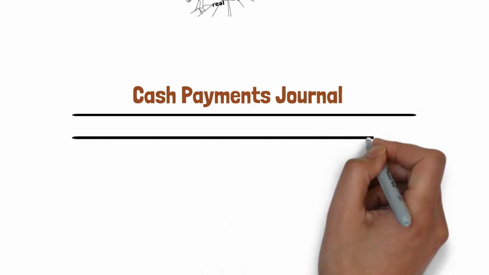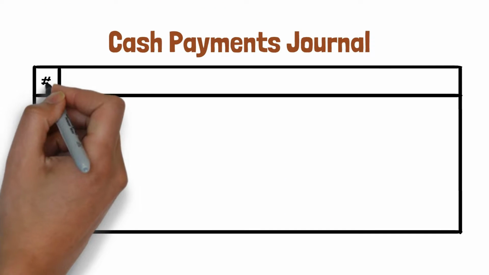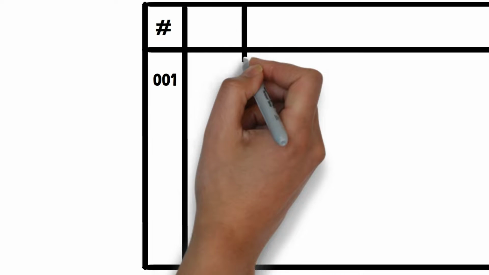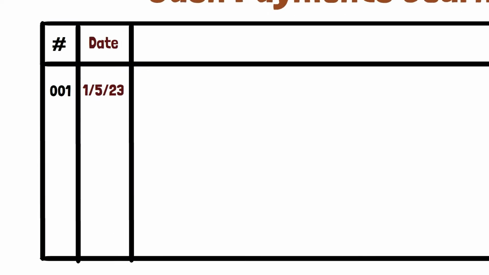Step 1. Documenting the transaction. First, you need to assign a document number to the transaction. This is a unique identifier that distinguishes one expense from another. You can create one if you don't have a document number from an external source. For example, let's use document number 001. Step 2. Recording the date. Next, you'll record the date of the transaction. In this case, let's say the expense occurred on the 5th of January 2023.